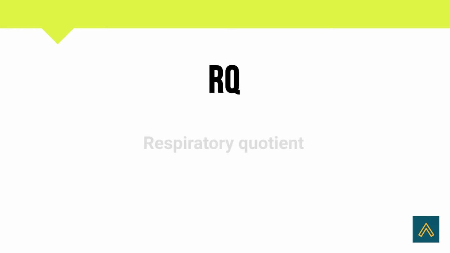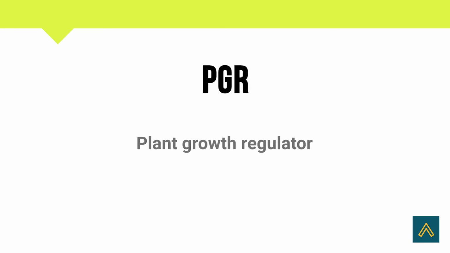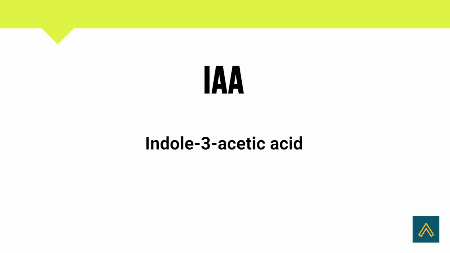RQ. The full form of RQ is respiratory quotient. PGR. The full form of PGR is plant growth regulator. ABA. The full form of ABA is abscisic acid. IBA. The full form of IBA is indole butyric acid. IAA. The full form of IAA is indole 3-acetic acid.